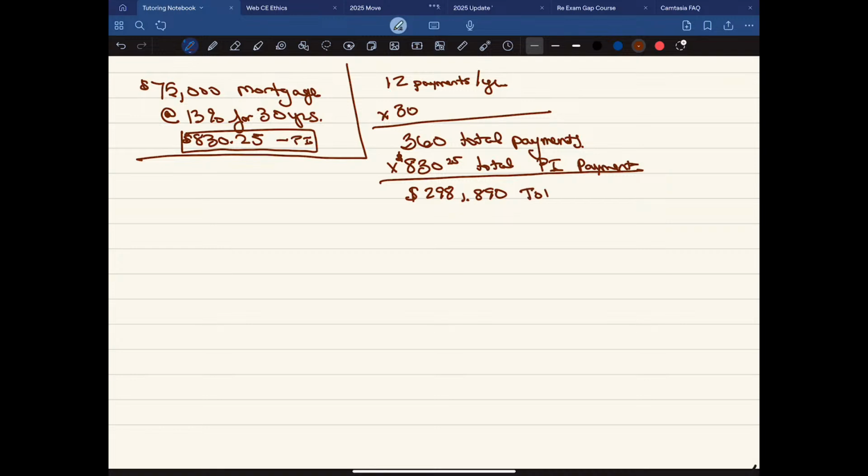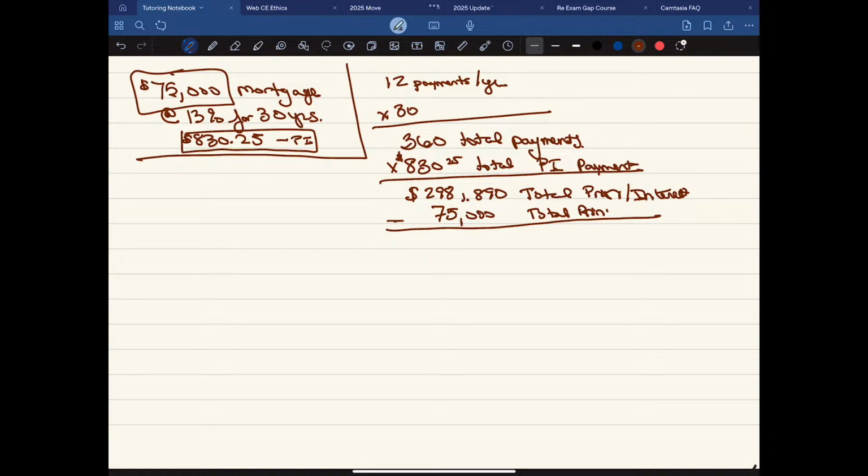That's how much you're paying in total principal and interest. But if we know the original mortgage was for $75,000, if this is the total principal, all you're going to be left with is the interest that you paid over the life of the loan, which is $223,890. There you go.